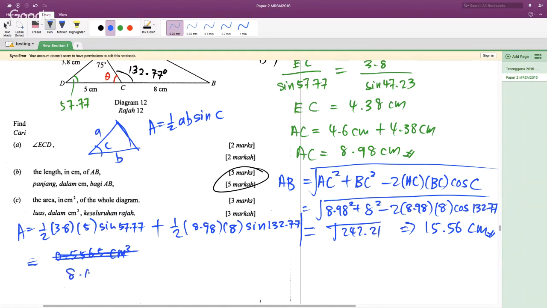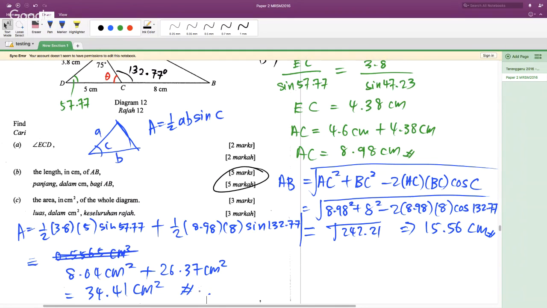So it's 8.04 cm square plus this one. Same thing, 1/2 multiply 8.98 multiply 8 multiply sine 132.77. Yeah, this is 26.37 centimeter square. So I sum them together plus 8.04. I should get 34.41 centimeter square. Right, this is how I find the area, how I get the 10 marks easily.